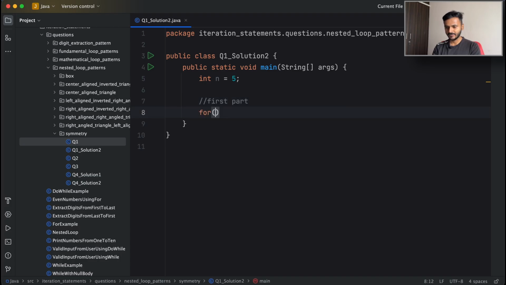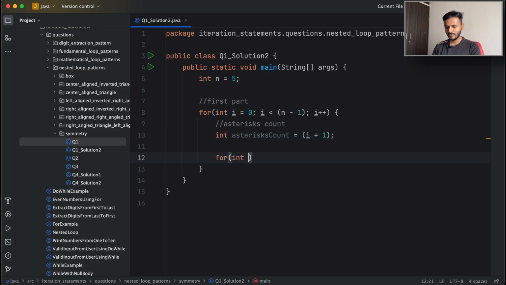So we'll say first part in a comment, and then we'll continue and say for int i equal to 0, i less than, like we had discussed, n minus 1, or less than or equal to n minus 2, i plus plus. Then over here, we'll count the number of asterisks. So asterisk count is equal to i plus 1.